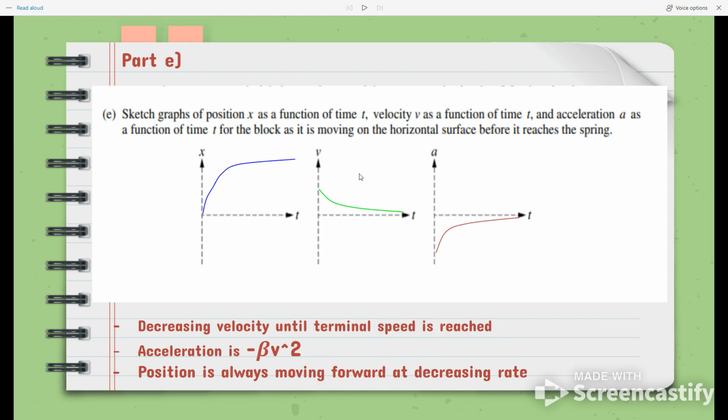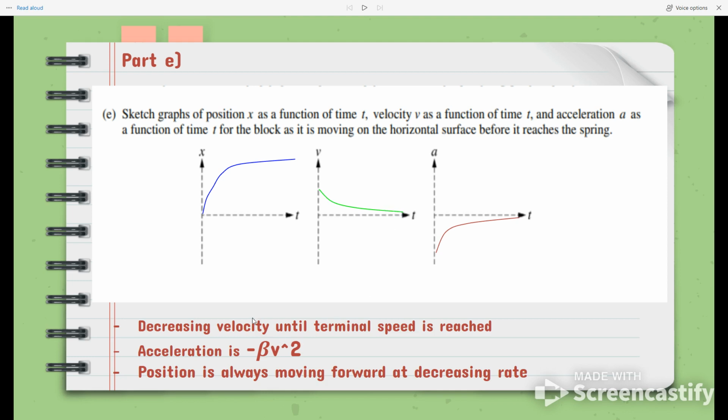The final part asks us to sketch graphs of position x, velocity v, and acceleration a, all as functions of time t, for the block as it is moving on the horizontal surface before it reaches a spring. So we can use the concept of drag force here. The drag force decreases velocity until it will reach a constant terminal speed. As a result, we start with a higher velocity value. It is decreasing, and we are slowly going to approach an asymptote in which we reach our terminal velocity.